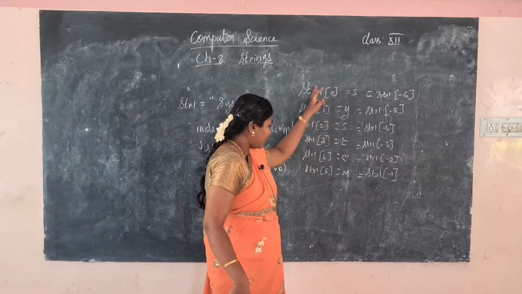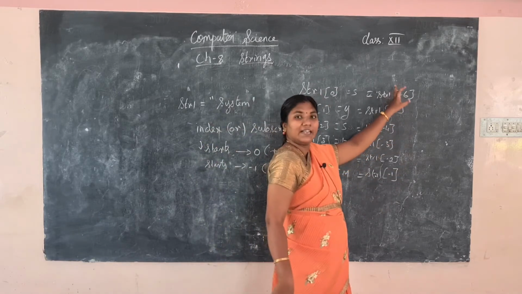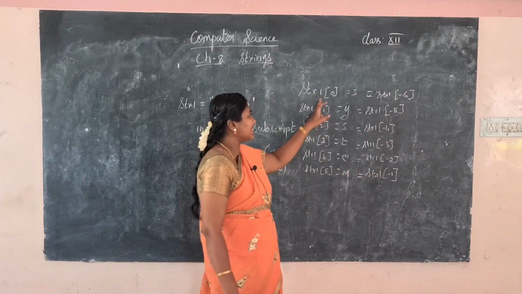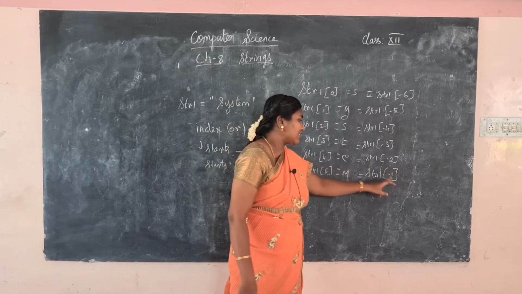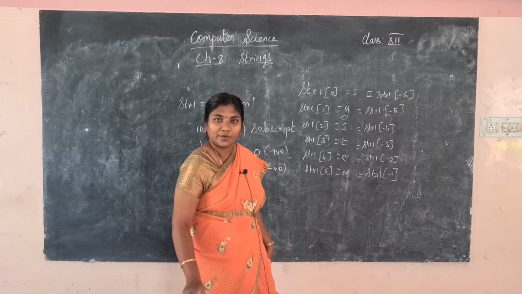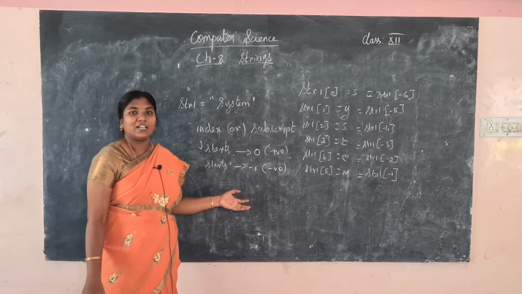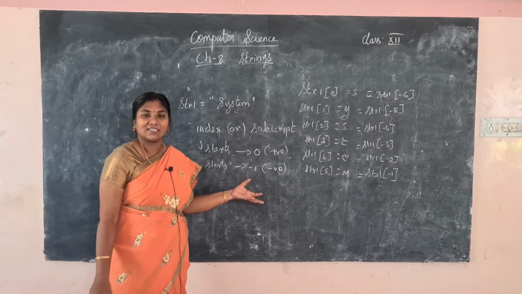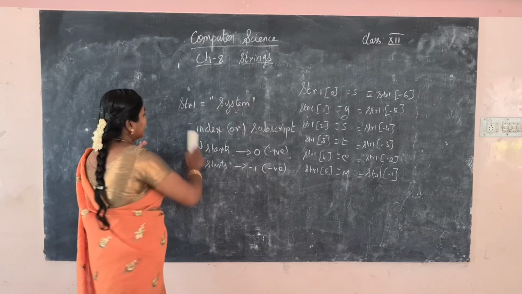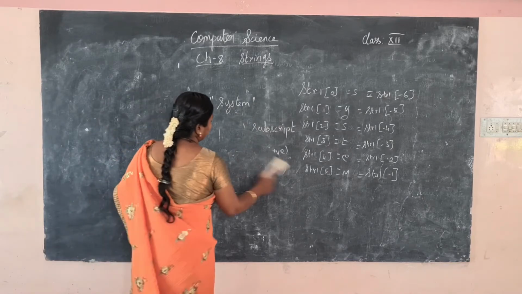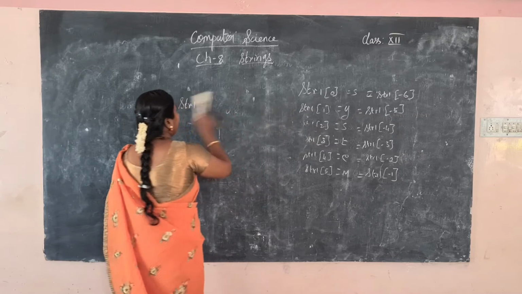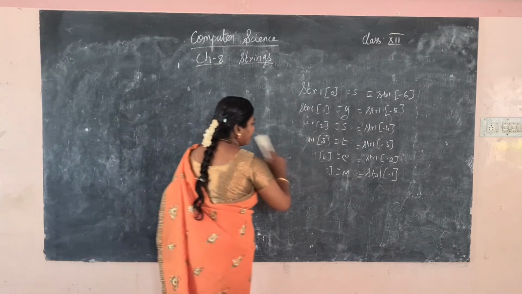So this is the positive index and this is the negative index. Positive index starts from the first character, negative index starts from the last character. With this I think you can be clear about the index value. With the help of the index only we can access the strings. Next we will see a program with positive index and negative index, and how we are accessing it.